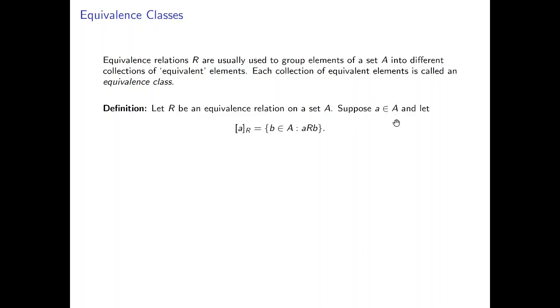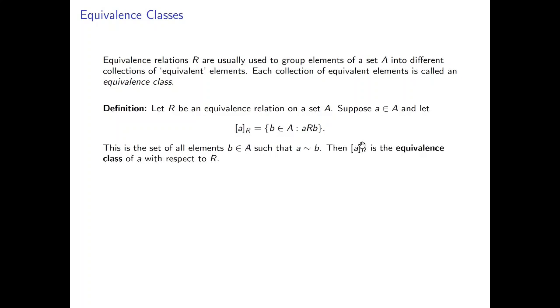Fix an element a in this set. We're going to define the equivalence class of a to be the set of b in A such that a is related to b. Notice the order in which I write this doesn't matter, because we're assuming it's an equivalence relation, so it's symmetric. This set is the collection of everything in the larger set A which is equivalent to a, the collection of all b which are equivalent to a.